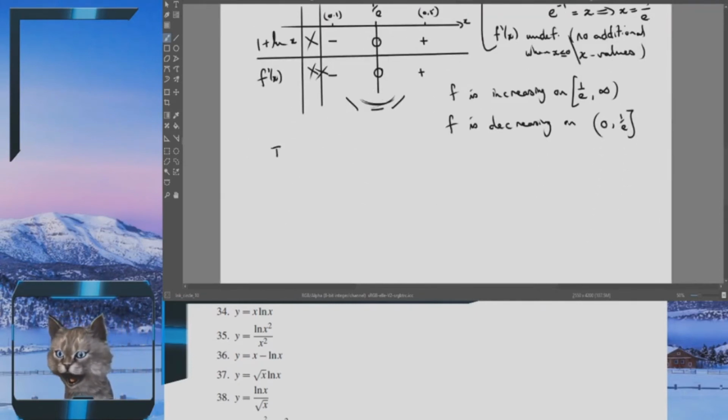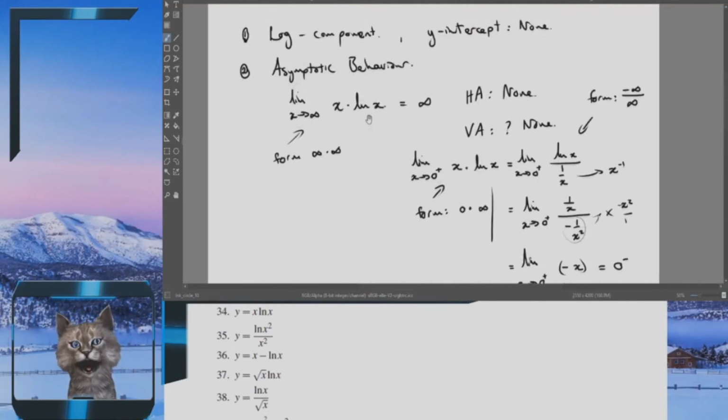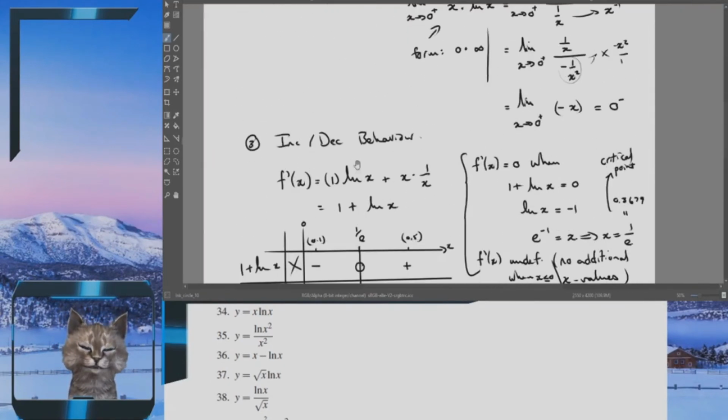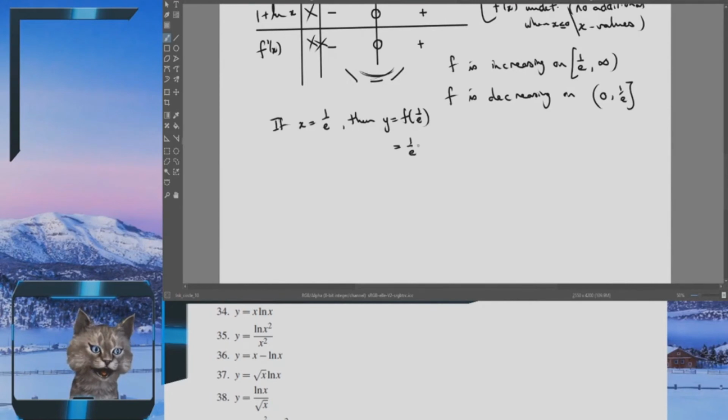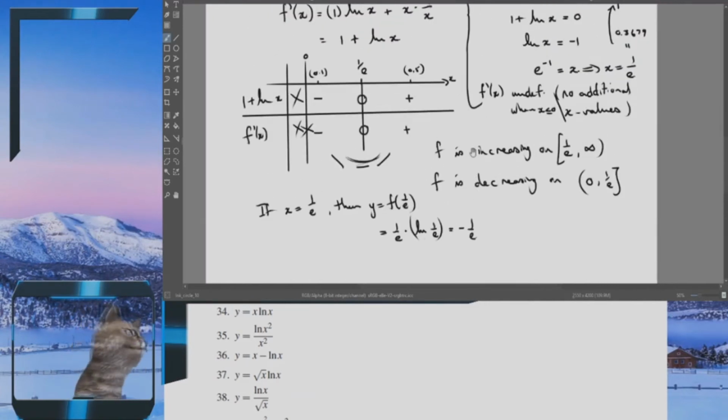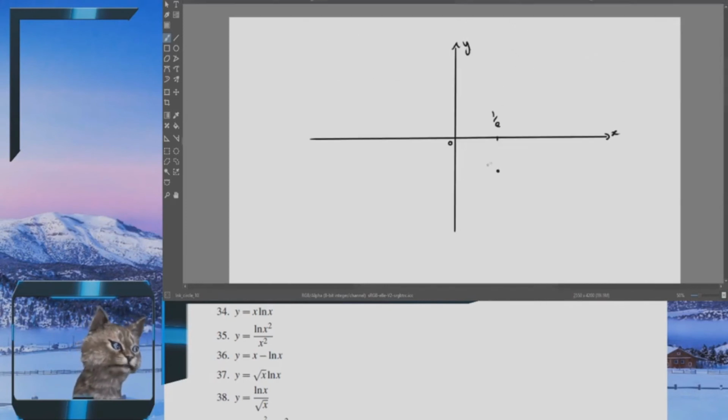So let's say up here, if x is 1 over e, then y is f of that, and my function is x times log of x. So 1 over e times log of 1 over e. That's going to, well, this guy is negative 1, so it's negative 1 over e. So negative point, what did we say? 3679. So that's going to sit down here, negative 1 over e.